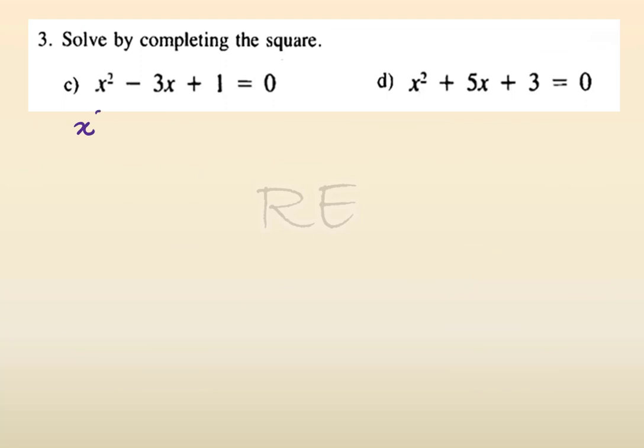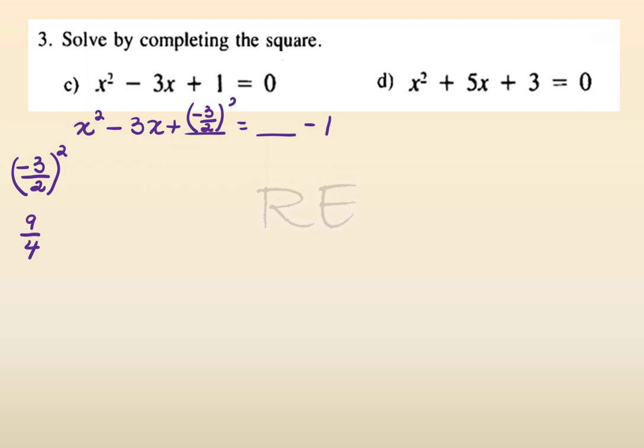First, let's move 1 to the right side. We will get x squared minus 3x plus the missing piece is equal to the missing piece minus 1. The missing piece is negative 3 over 2 squared, which is equal to 9/4. On the left side, we will put negative 3 over 2 squared.